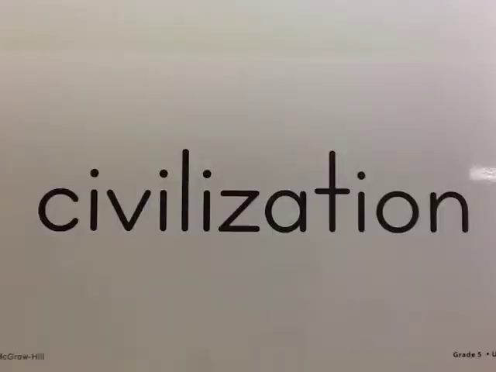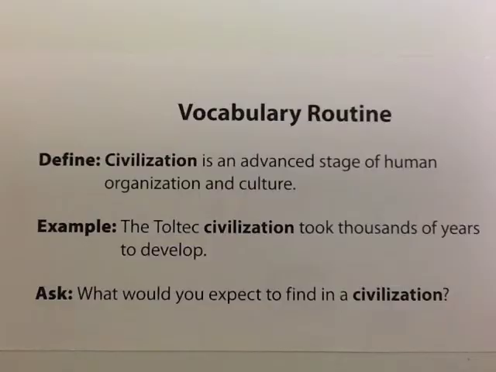First of all, as you know, you need to fold your paper 4 times and write the words on top for the categories. Okay, so the first word that we are starting with is civilization. The definition for civilization is an advanced stage of human organization and culture. Well, you're going to have to think about that one for a minute, but you know what civilization is. So pause the video, write down the definition.